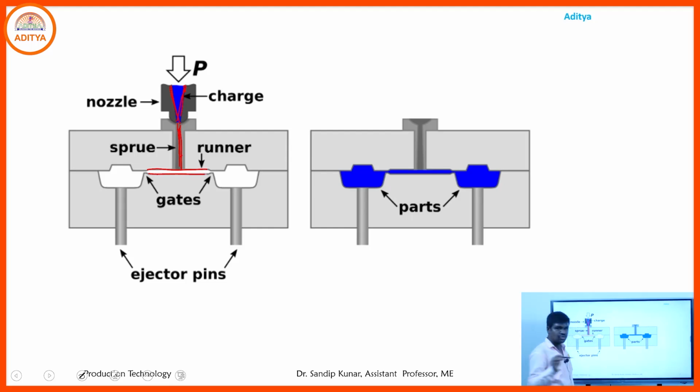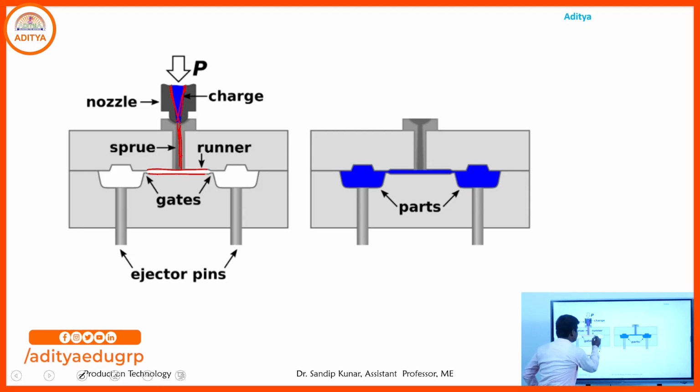To that runner, the mold cavity is connected. Through the runner, liquid metal comes to that particular mold cavity. That is the gate.